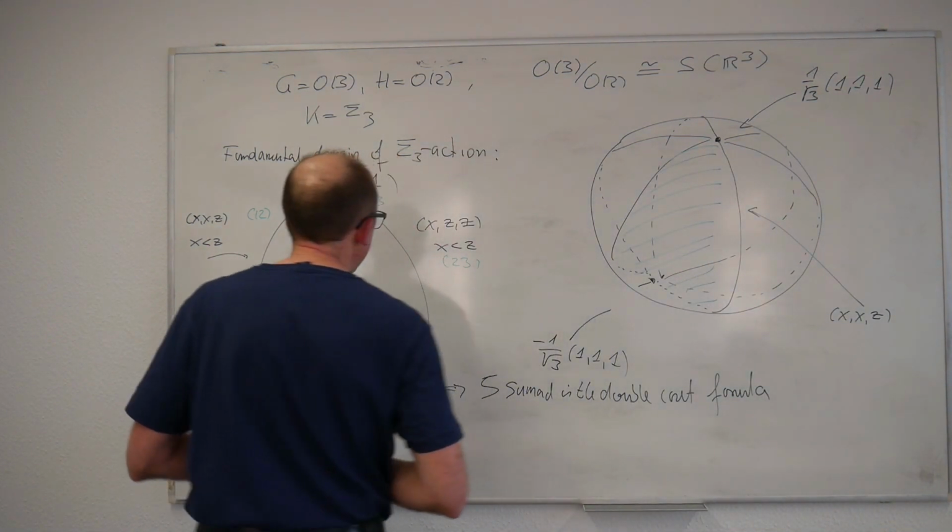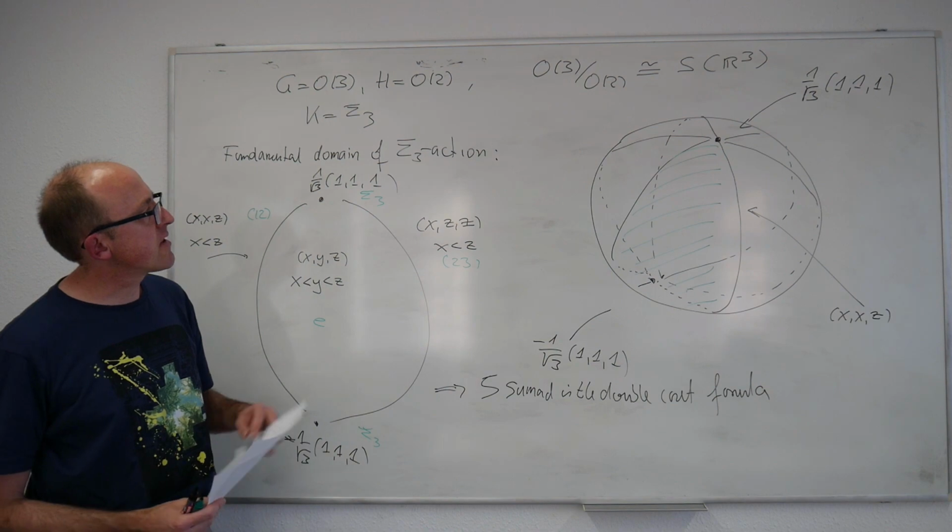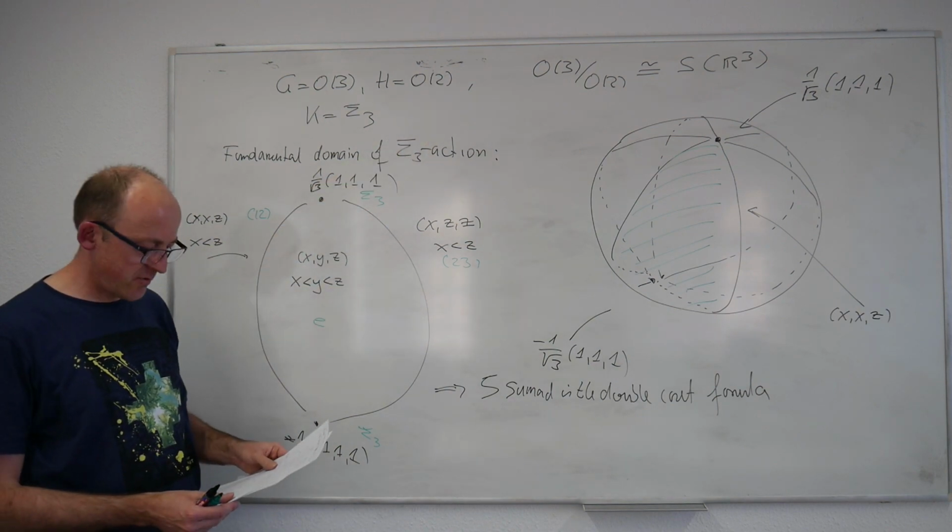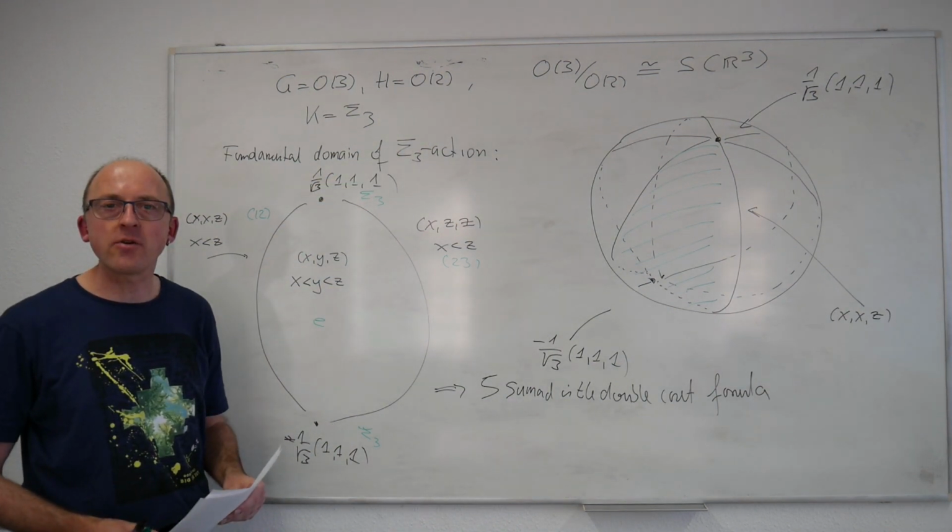And now I will go through these 5 summands, but I will first erase the right half of the blackboard so that I'll have a little bit more space to write something on, and then I'll be back.